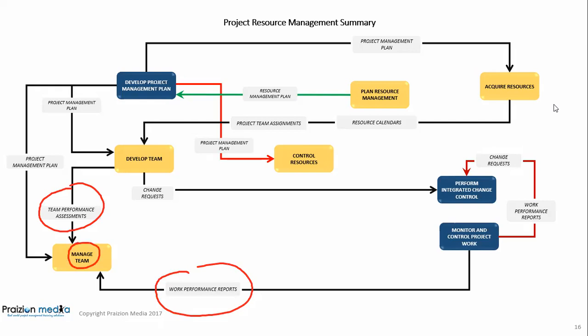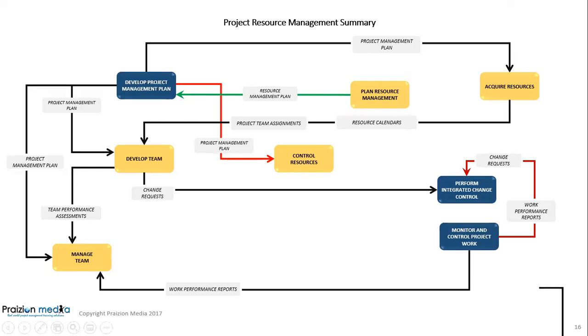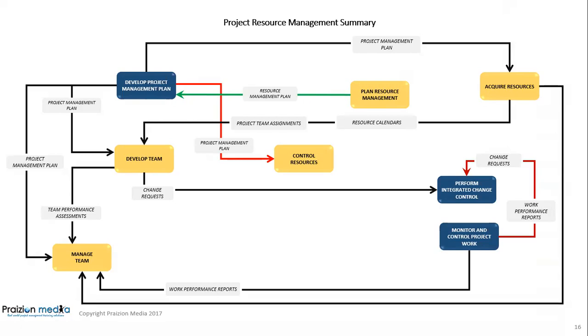Without these, you can't really give that solid feedback if you don't know how the team has performed after training, the reports of how well they did in a training survey or assessment. And work performance reports is the overall report that tells you how the project is proceeding. So you definitely need those for manage team. There's also a feedback loop from acquire resources to manage team. We have project team assignments. We need to know these assignments in order to give sensible, constructive feedback.